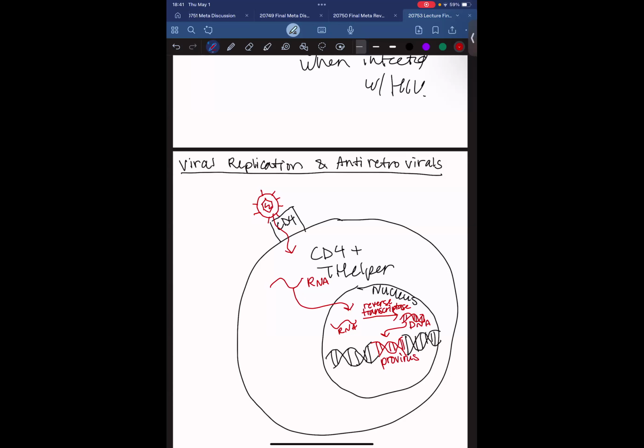So that's great and everything. It's inserted in there, but how do we get the new virus particles out of here? So now what happens is that provirus will be able to make RNA particles from the HIV DNA that was in the host genome. This is the normal process of transcription.